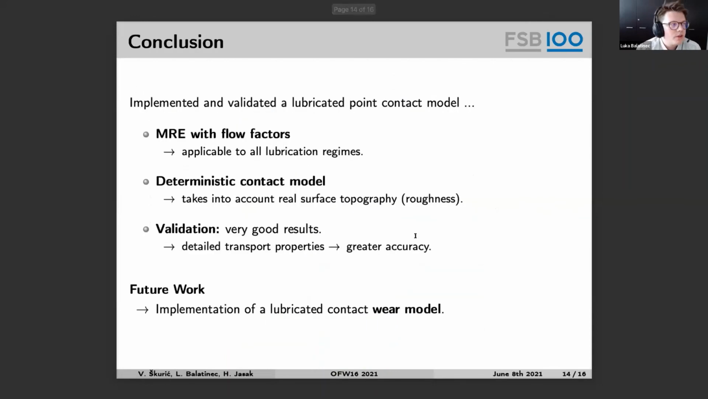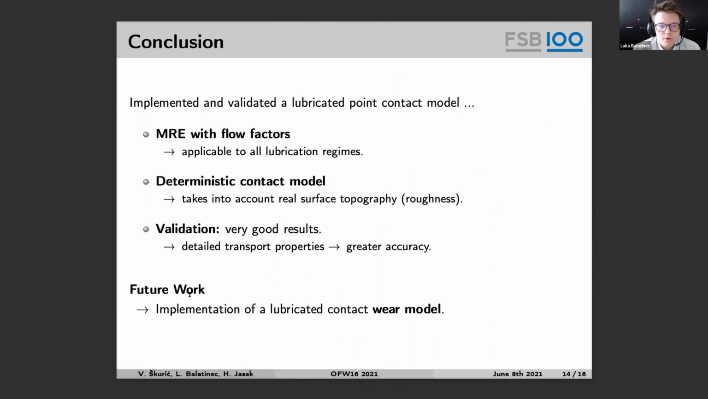So to conclude, we implemented and validated a lubricated point contact model, which uses a modified Reynolds equation with flow factors and is thus applicable to all lubrication regimes. It also relies on a deterministic contact model, which is able to take into account real surface topography. And we validated the model using experimental and numerical data from the literature, showing very good results, but greater accuracy can be achieved if detailed transport properties are available.